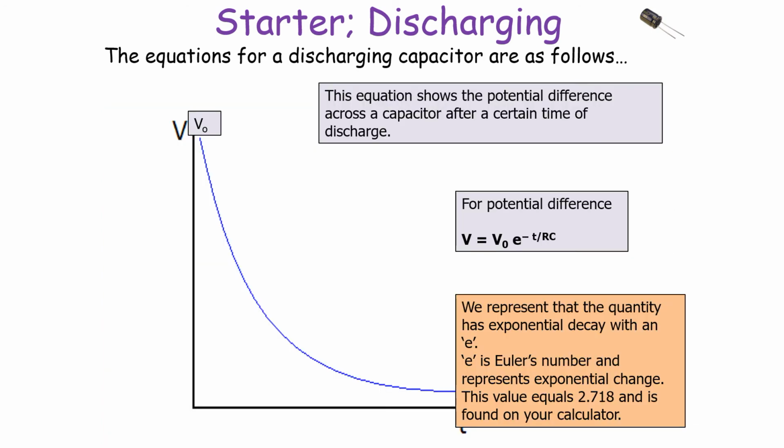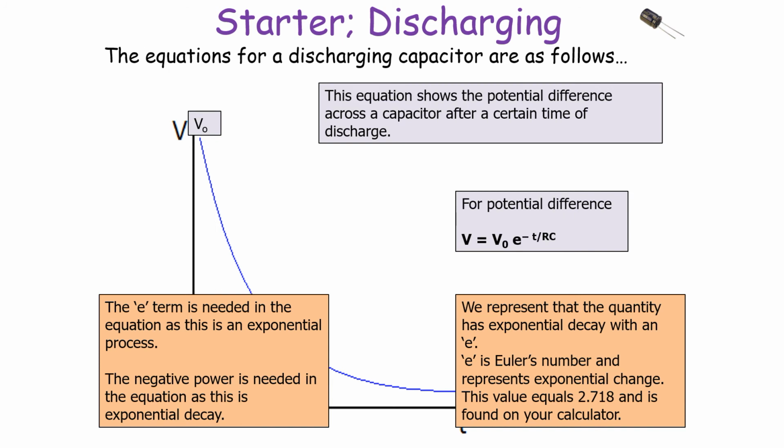So now our equations for discharge are as follows. For potential difference, V equals V0 e to the minus t over RC, where V0 is the maximum possible value in the circuit.